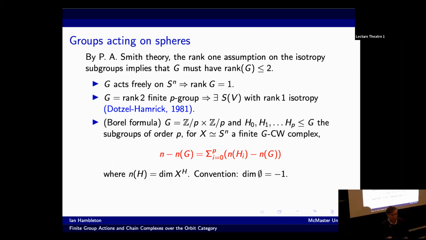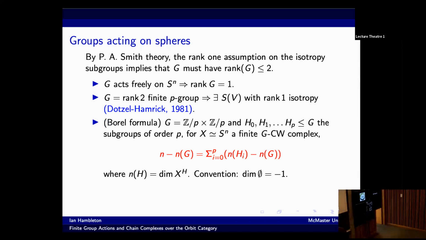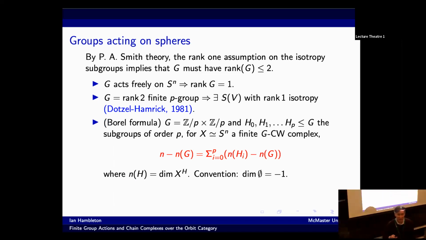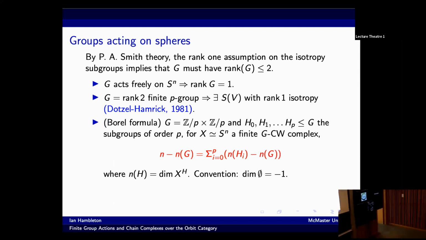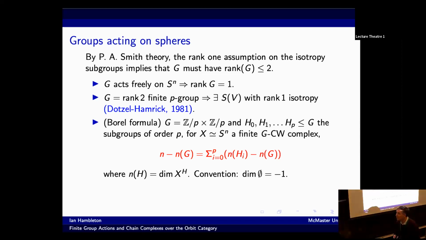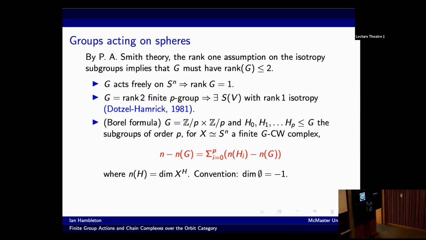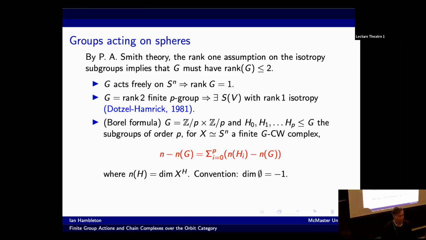And there's the Borel formula. You know, there's this marvelous book, the Borel Seminar on Transformation Groups, which is from 1960, I think, which has lots of foundational work on transformation groups. Anyway, there's a nice formula. The point of this formula is that if your group is Z/p cross Z/p, the most elementary rank 2 finite group, then you can predict the dimension of the fixed set from knowing the dimensions of the fixed sets of the subgroups. So that's the Borel formula.